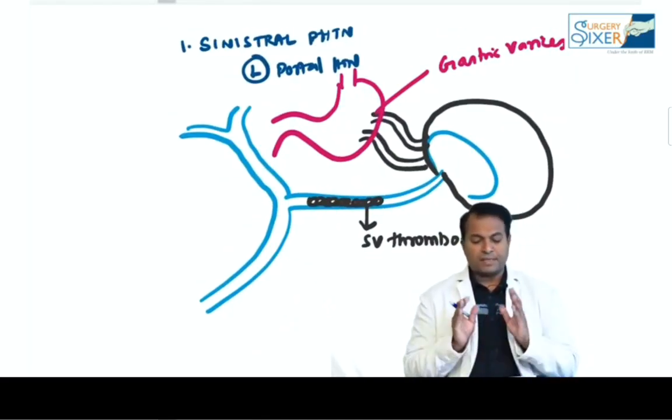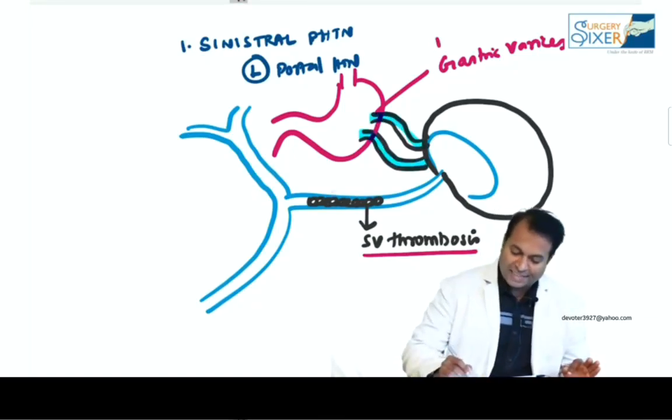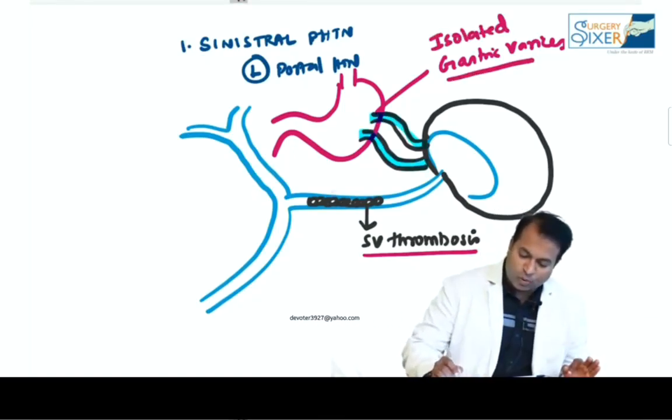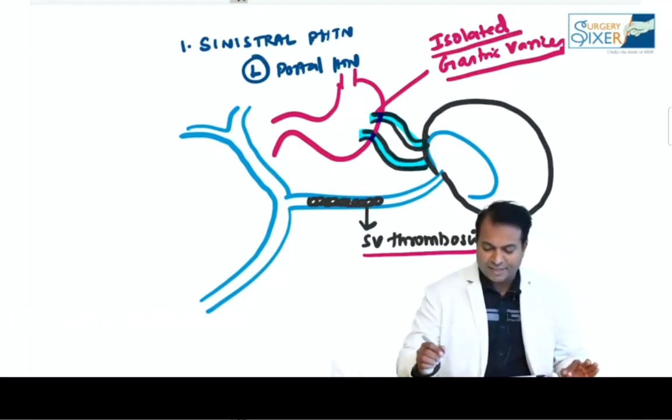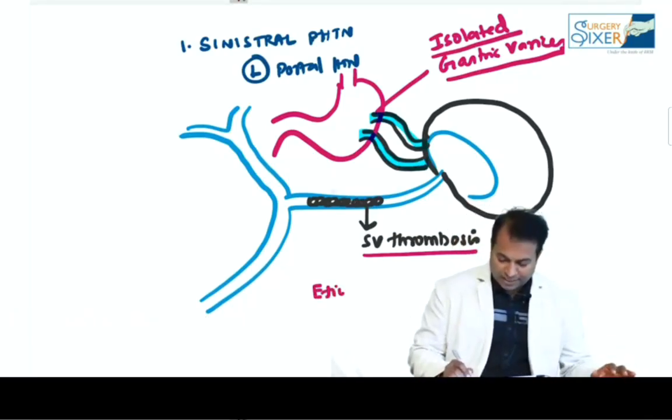So please don't forget, in sinistral portal hypertension, the pathology is splenic vein thrombosis. Because of splenic vein thrombosis, collaterals open from the spleen to the stomach. Therefore, they get isolated gastric varices. There is no esophageal varices. So this itself is a direct one-liner. In which condition do you get isolated gastric varices? In sinistral portal hypertension. What is the etiology for this condition?